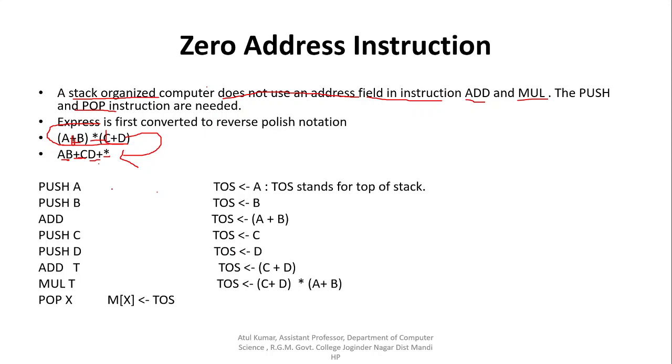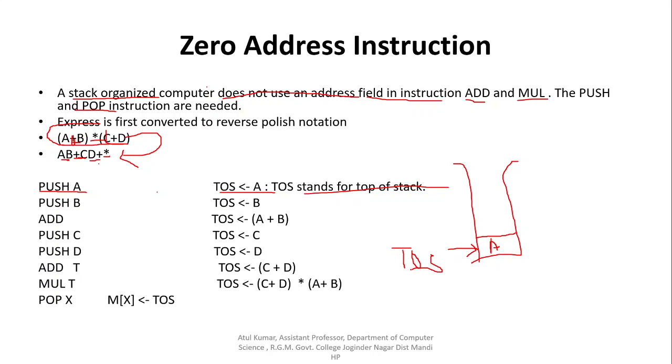So how to perform A plus B multiplied by C plus D with the help of this zero address instruction? The first instruction is push A. So push A means, suppose firstly we have a stack, and in the stack there is nothing, so we push A, and A is inserted in the stack. So the top of the stack contains A. TOS means the top of the stack, and the top of the stack contains A. So TOS is pointing to this A.